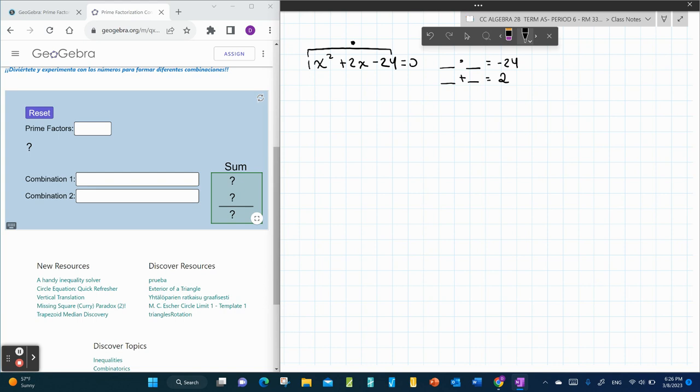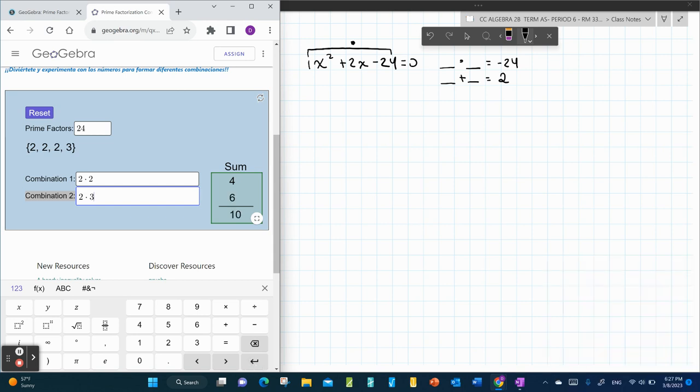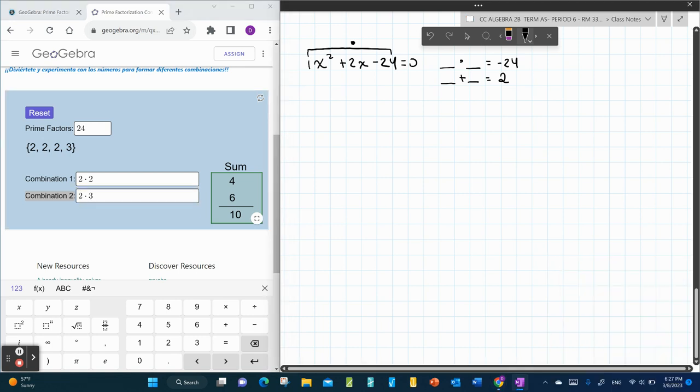So I'm going to start here on my program just to see what I can come up with. I'll start with 24. And I can see that it gives me my factors. So I'm going to start by trying out 2 times 2 and then 2 times 3. That uses up all the numbers. And that gives me the 10 that I want. Well, actually, that gives me 10, but I want 2.